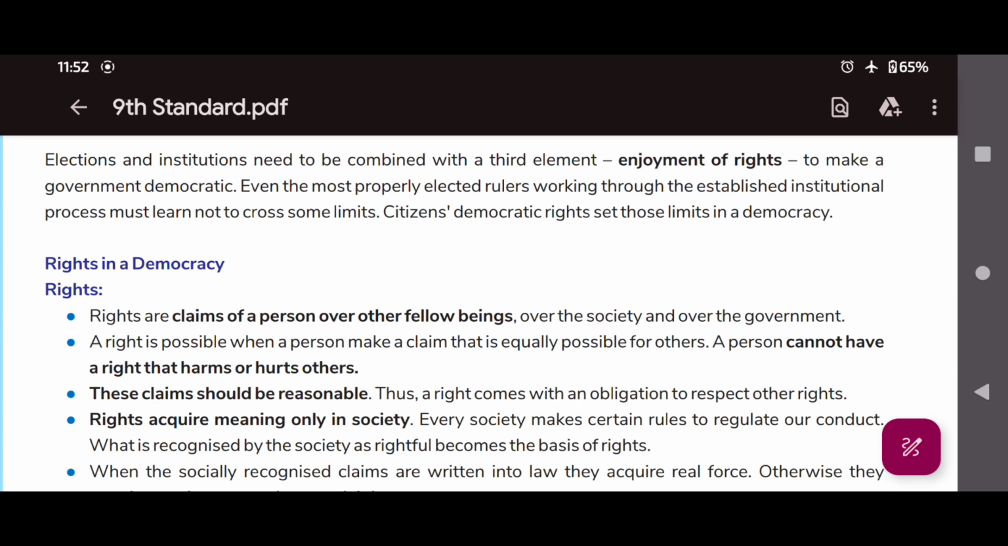To make a government democratic, even the most properly elected rulers working through the established institutional process must learn not to cross some limits. Citizens' democratic rights set those limits in a democracy.